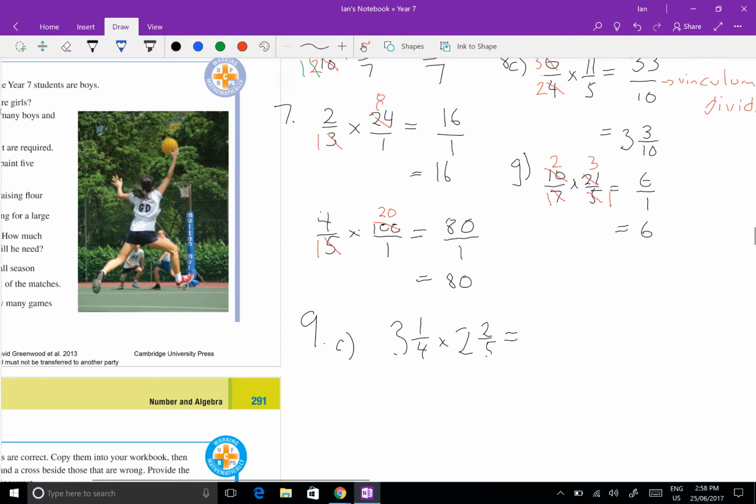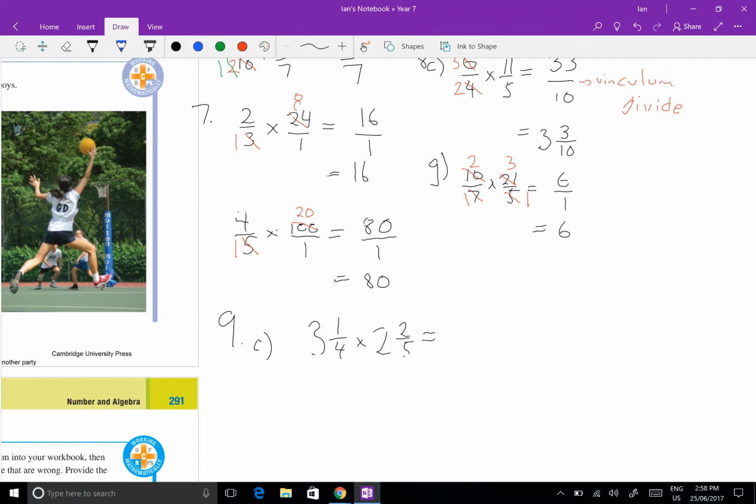Now here is the difficulty. We have to make these fractions improper. How do I do that? Well, I go 4 times 3 and I add the 1. Well, 4 times 3 is 12 plus 1 is 13. So I get 13 on 4. Let's do the same to the second one. 5 times 2 is 10 plus the 2 is 12. So I get 12 on 5.